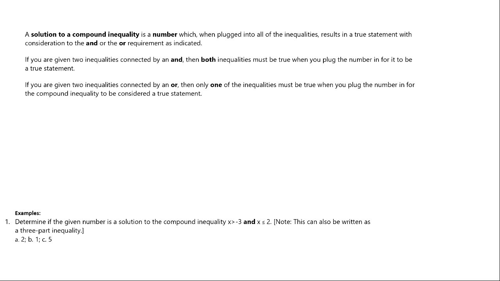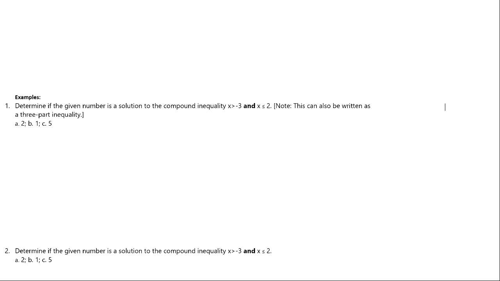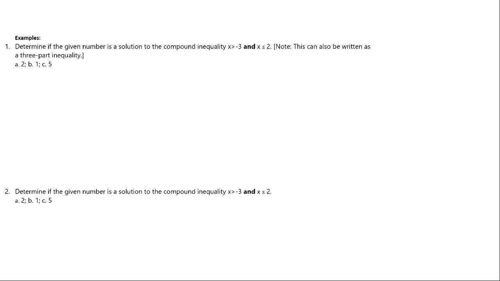So in the first example, the numbers we're going to check are 2, 1, and 5. We're going to look at them one at a time. The first one we look at is the number 2. If we plug the number 2 into the inequality, I'm going to letter this as part A. We want to see whether 2 is greater than -3, and 2 is indeed greater than -3, so this is true.